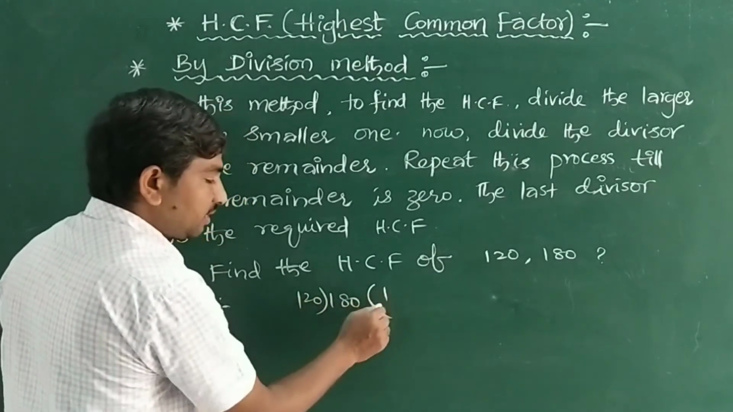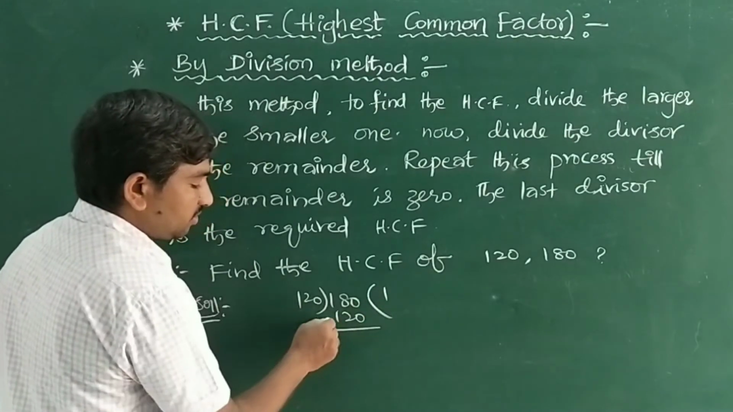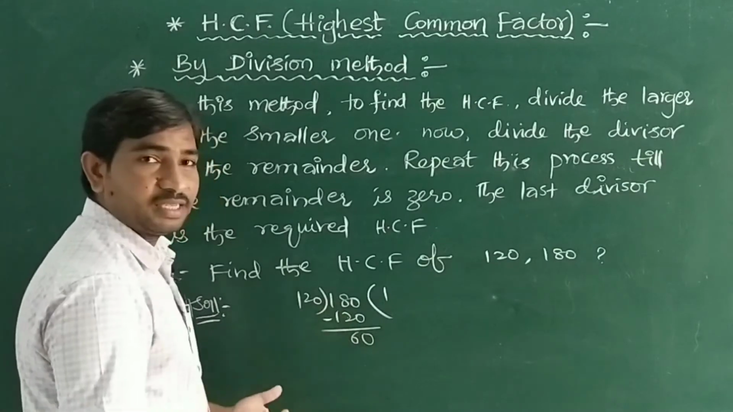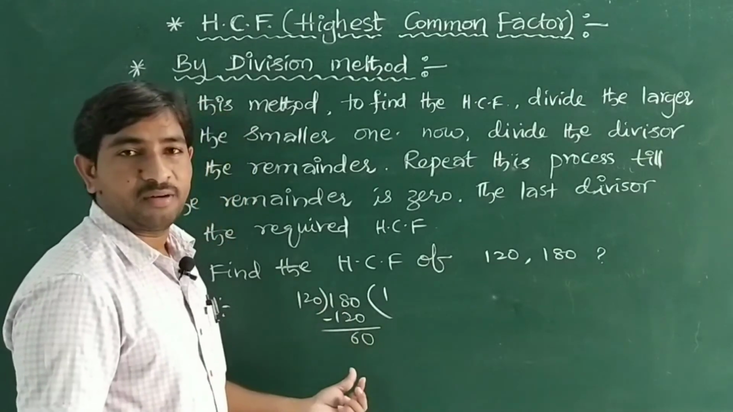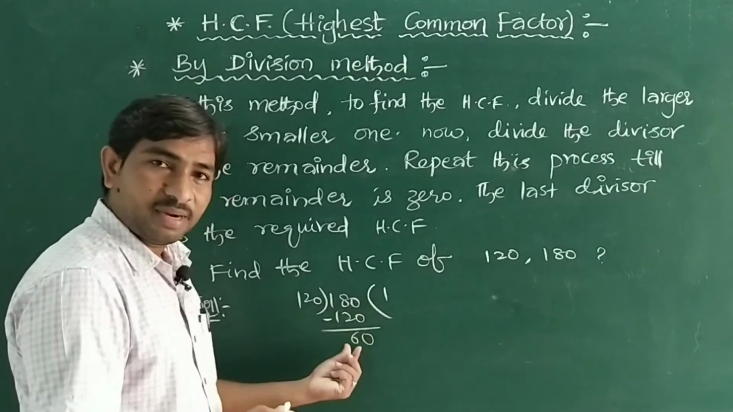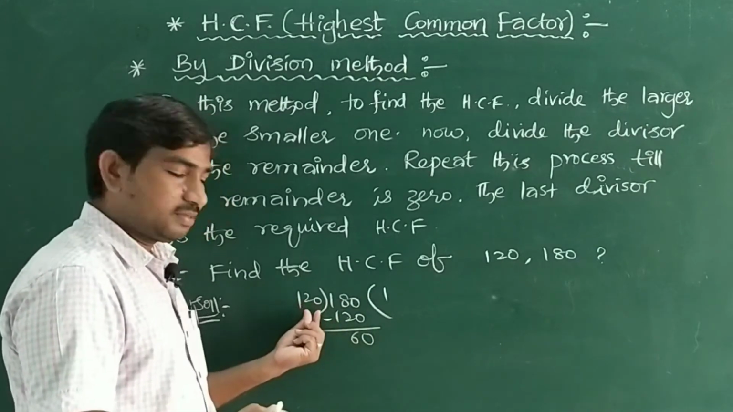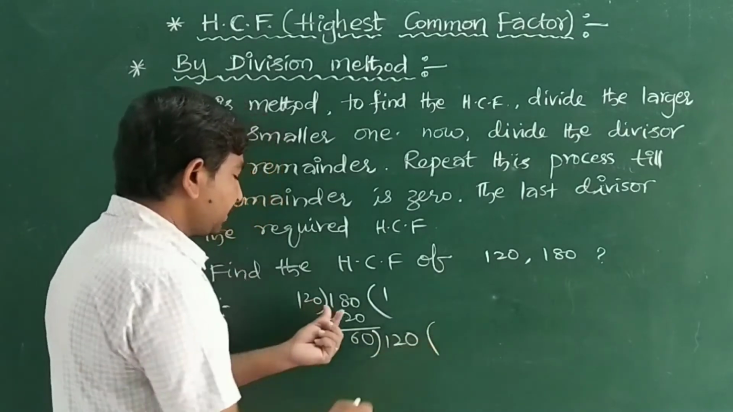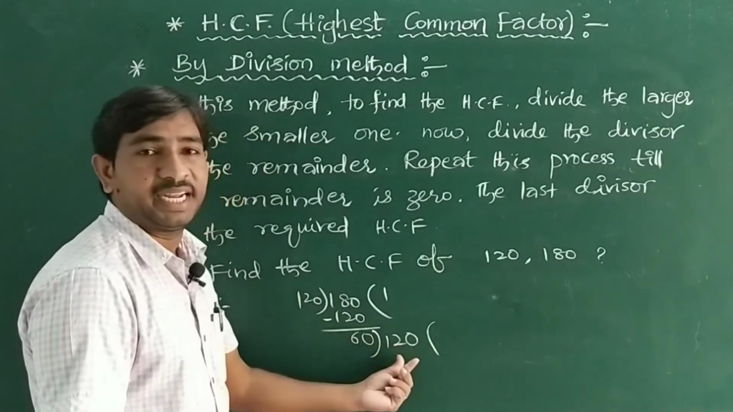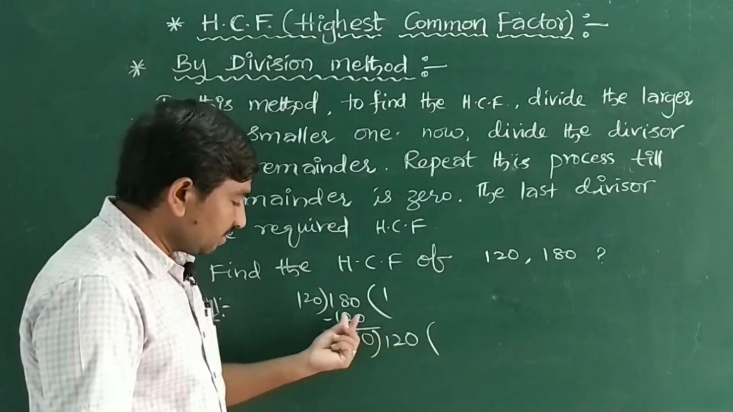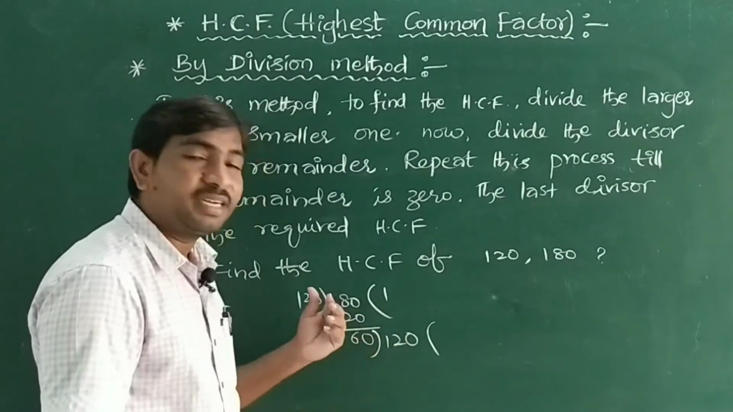120 ones are 120, only that is possible. Subtract, then 0. 8 minus 2 is 6, 1 minus 1 is 0. So 6 is the remainder now. What is the next step? Using this remainder, you have to divide the divisor. What is the divisor? 120. The previous divisor now becomes the dividend, and the previous remainder now becomes the divisor.